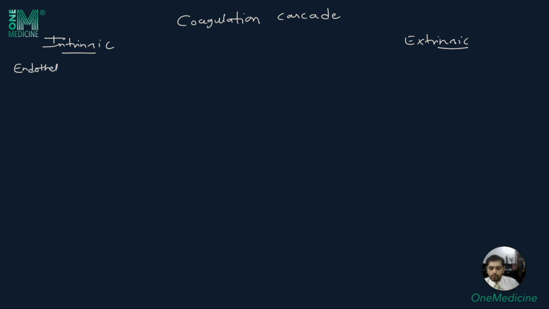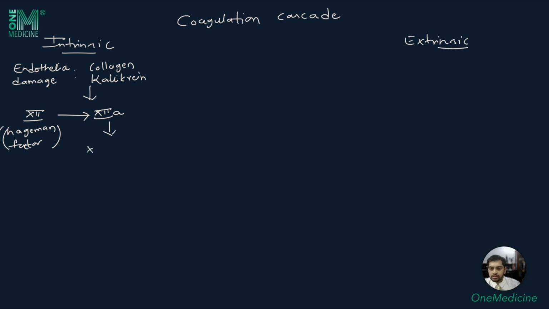Before we move further, let's revise the coagulation cascade. So the coagulation cascade has an intrinsic and an extrinsic pathway. Intrinsic pathway is activated when there is an endothelial damage leading to exposure of collagen and kallikrein. This leads to activation of factor 12, which is also known as Hageman factor, into factor 12a. This factor 12a in turn activates factor 11 into factor 11a, which along with calcium activates factor 9 into factor 9a. At this point, factor 8 is converted to factor 8a by thrombin.